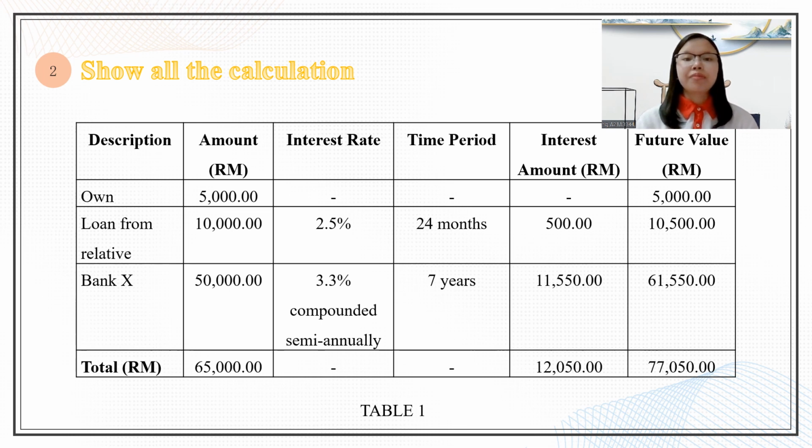When we multiply the amount by the interest rate and time period in years, we will get the interest amount of 500 ringgit. The future value we get is 10,500 ringgit. We get it by our amount plus our interest amount.